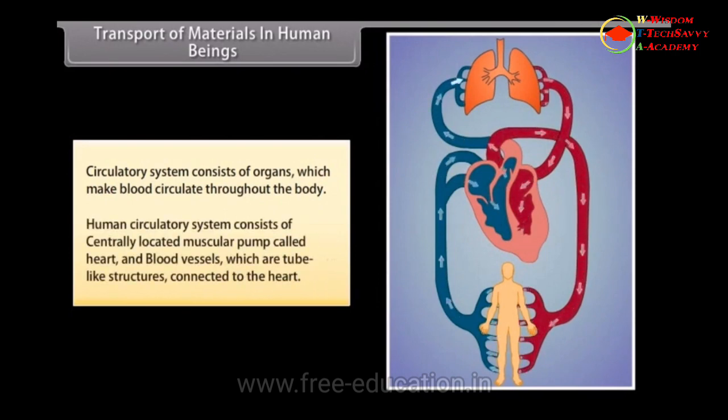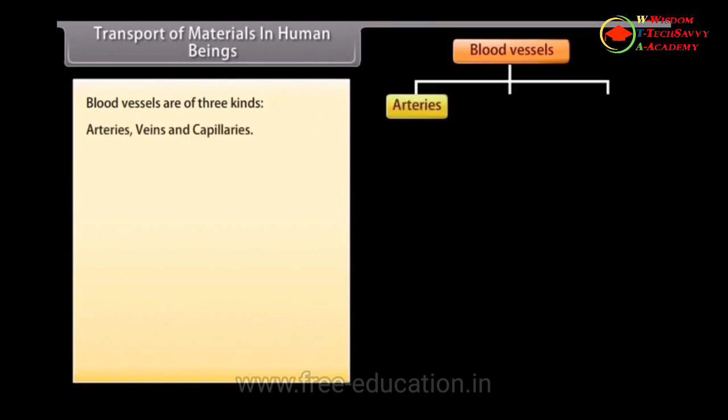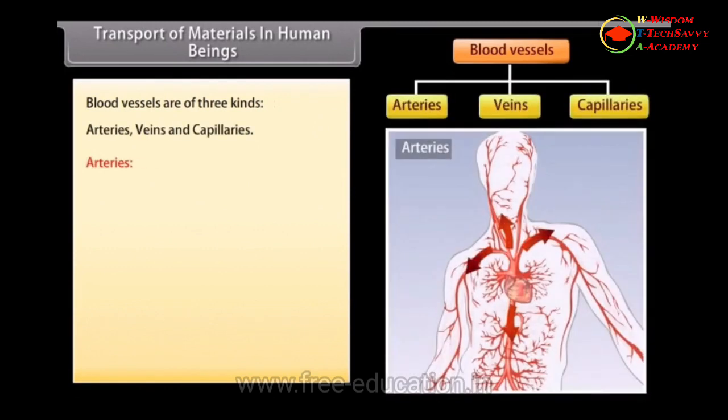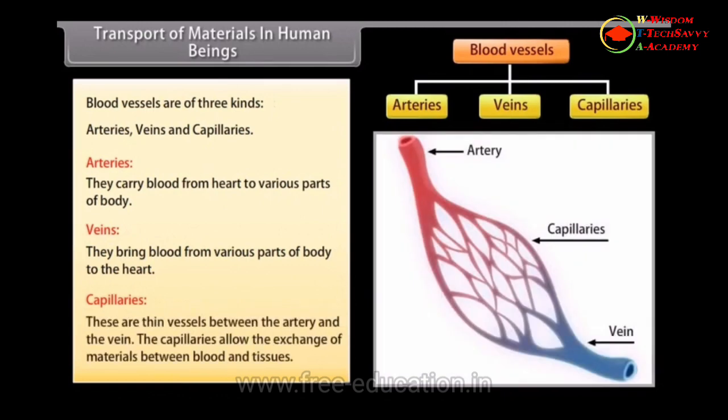The human circulatory system consists of a centrally located muscular pump called the heart and blood vessels, which are tube-like structures connected to the heart. Blood vessels are of three kinds: arteries, veins and capillaries. Arteries carry blood from the heart to various parts of the body. Veins bring blood from various parts of the body to the heart. Capillaries are thin vessels between the artery and the vein. The capillaries allow the exchange of materials between blood and tissues.